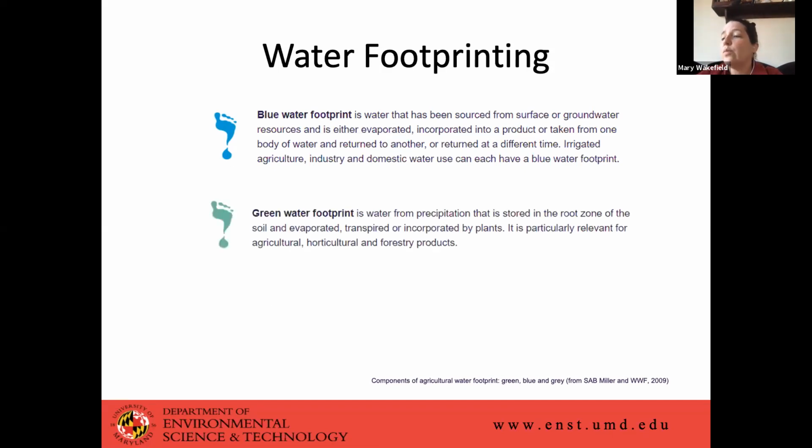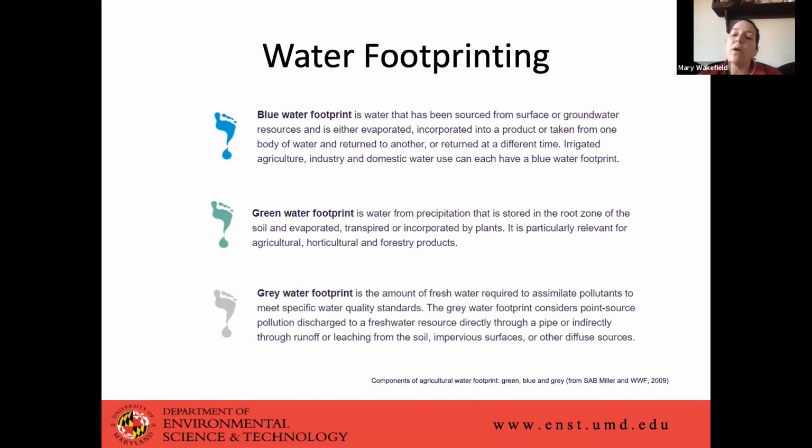Green water is precipitation that is stored in the root zone of soil and evaporated, transpired, or incorporated by plants. It is particularly relevant for agriculture, horticulture, and forestry products. And gray water, and this one takes a little bit to understand because there are many different definitions for gray water, but it's the amount of fresh water required to assimilate pollutants to meet specific water quality standards.